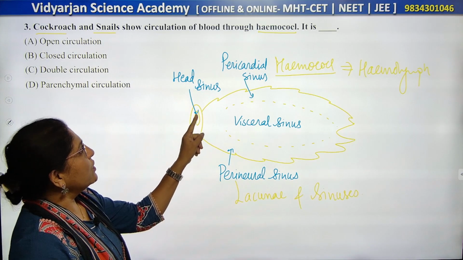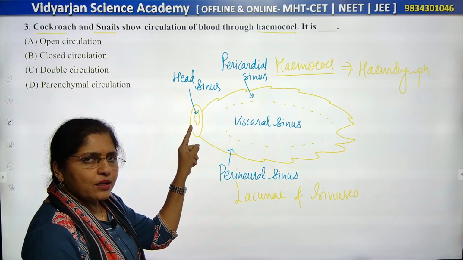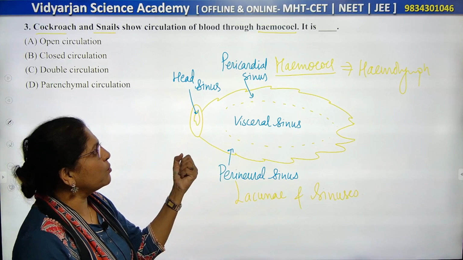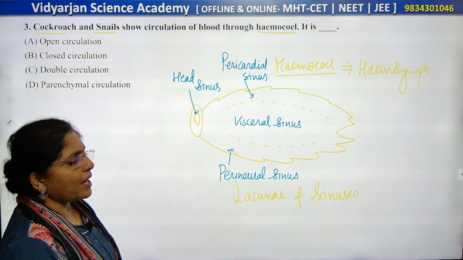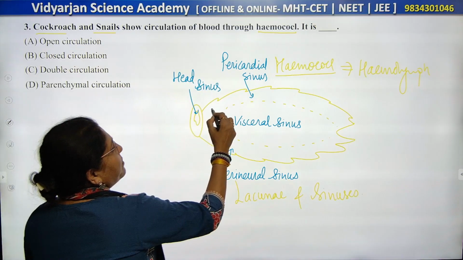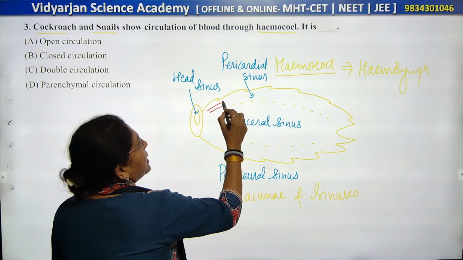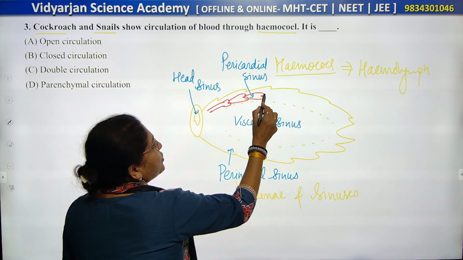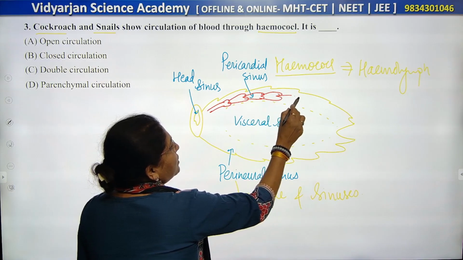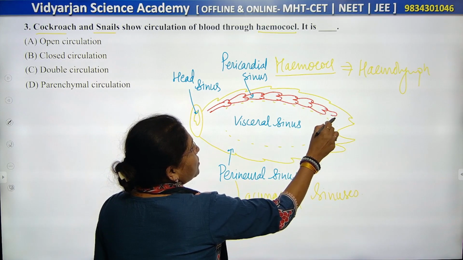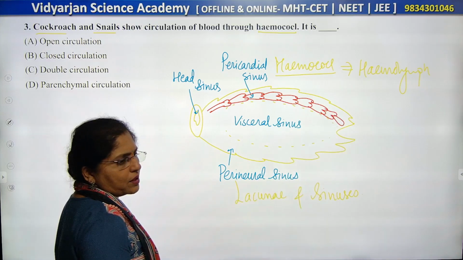See here, you are getting the head sinus. These are the cavities, these are the spaces which are present in the body. Here you have the pericardial sinus. Why is it the pericardial sinus? Because you have the presence of the heart. This will be the aorta. You know, the heart of the cockroach is tubular, okay? You are getting a 13-chambered heart in the cockroach here, right? So this is the overall structure.